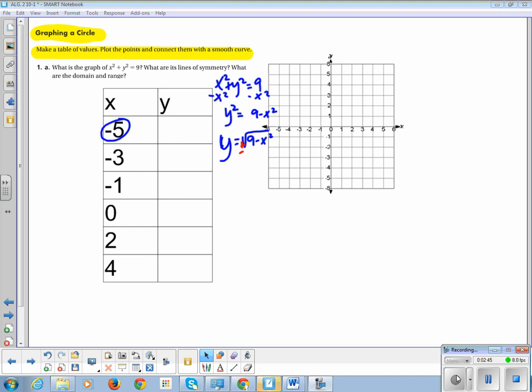So I'm going to plug in -5. So I'm going to go -5 squared. I'm going to go 9 minus 25, and then the square root is, there's no undefined. So at -5, because I have 9 minus 25, which is -16, you can't take the square root of a negative number, so there's no value at -5.